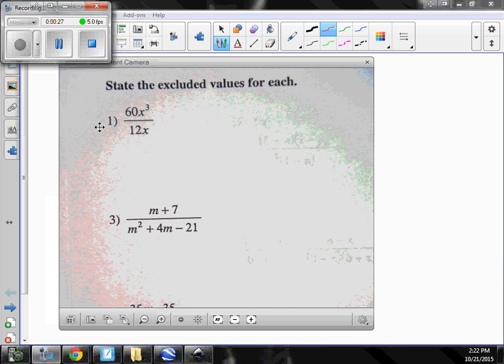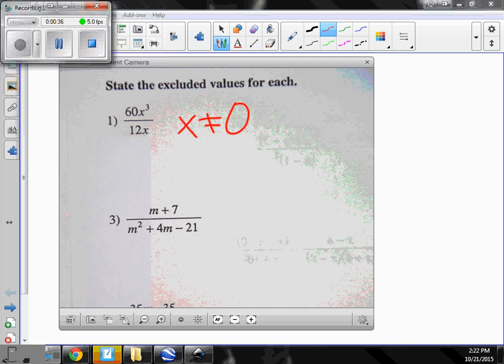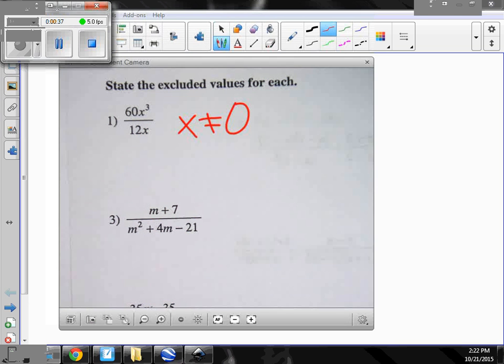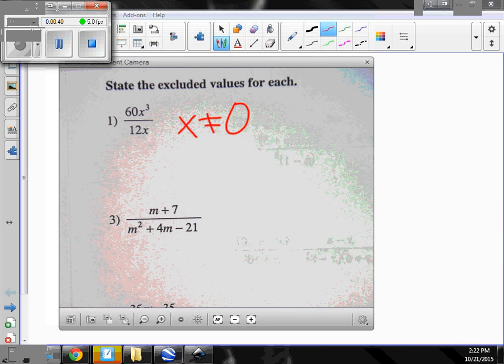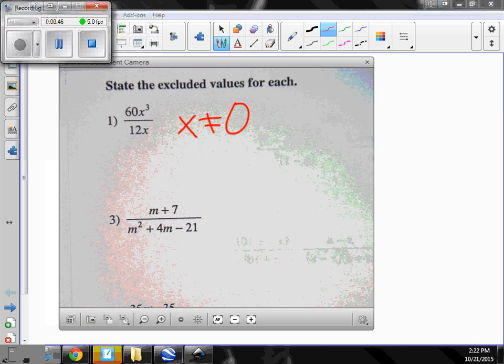So for number 1, what are you not allowed to plug in? X is not allowed to be 0. Now it doesn't ask for this, but in this case, is 0 a hole or an asymptote? Why is it a hole? Because that x cancels with one of the x's up on top.